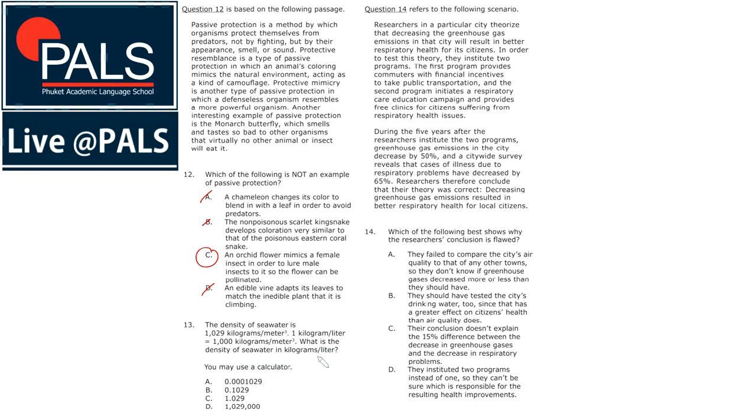What is the density of seawater in kilograms per liter? So we're told that normal water has a density of 1000 kilograms per meter cube. We're just told, okay, this is the conversion factor, that 1000 kilograms per meter cube is the same as 1 kilogram per liter. So we have 1029 kilograms per meter cube, which means it should be 1.029.